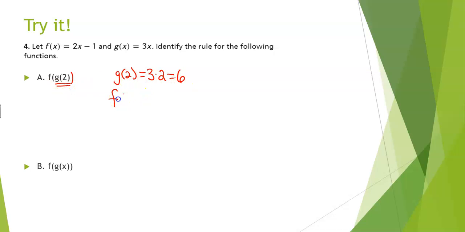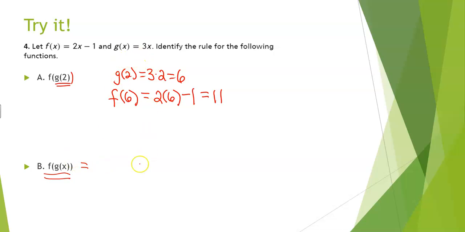Now I would take the f of 6 and do 6 for the x and subtract the 1. 12 minus 1 is 11. So that gives me one number, right? Now what if I want to just get a general rule so I don't have to do this every single time, put it into both functions?